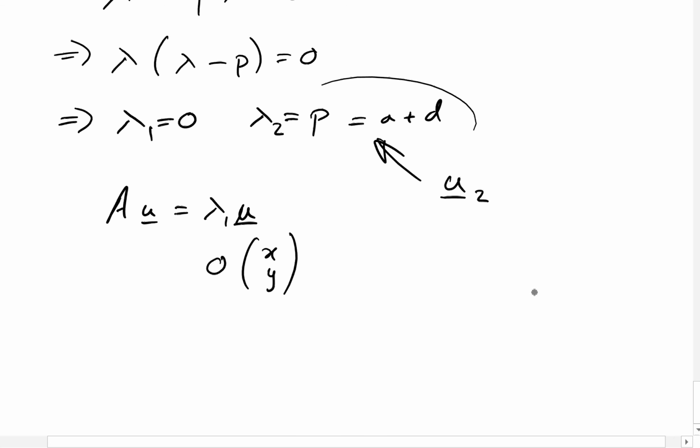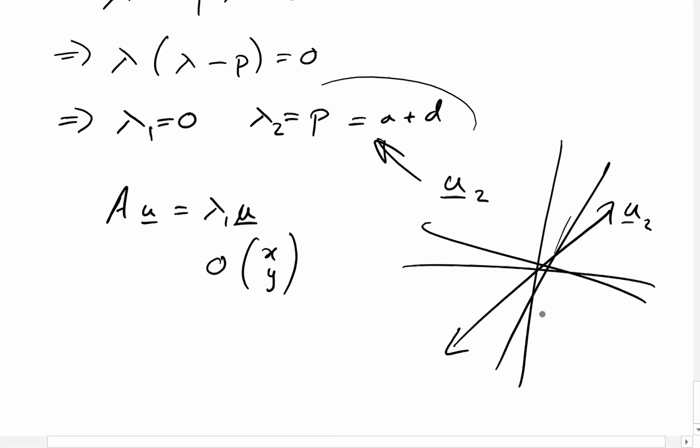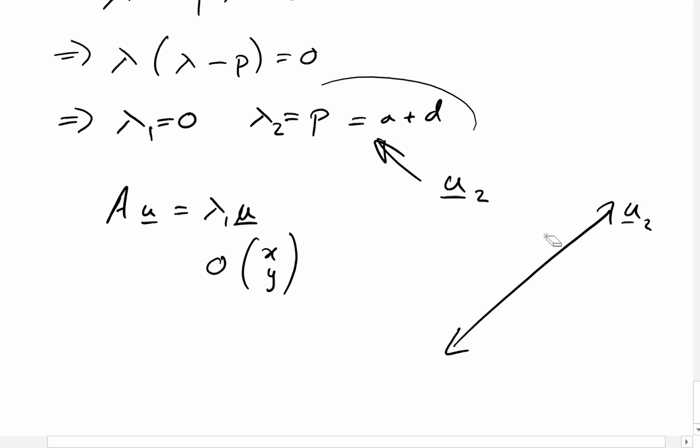So this is lambda 2, u2. We'll get a definite eigenvector out of this one. But because we've got 0 times this, it can literally be any eigenvector we like. It can be this one, this one, this one, this one. There are literally infinitely many solutions for this eigenvector.